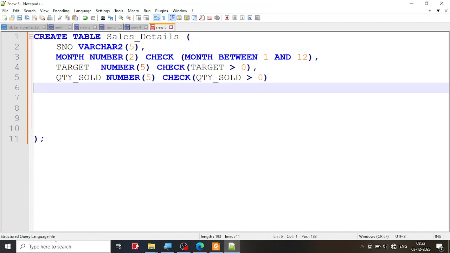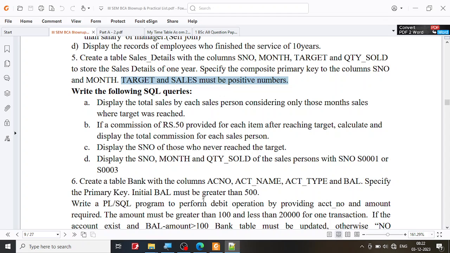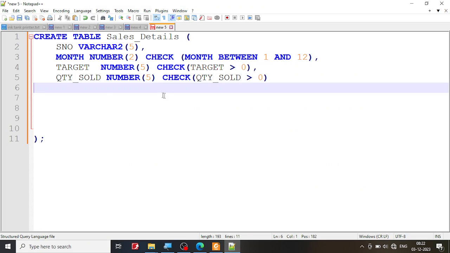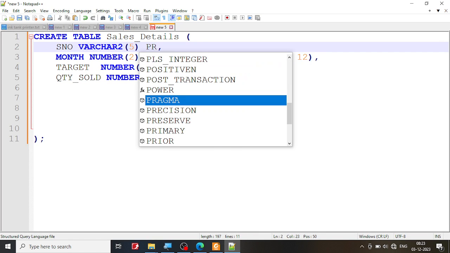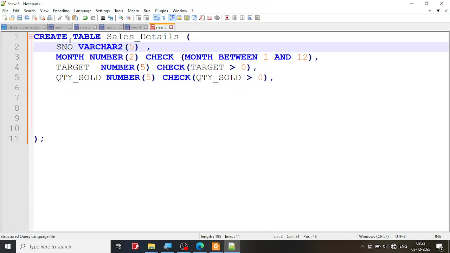Now, if you look at the other thing that they have specified over here, they said to specify a composite key, that is a composite primary key, containing the salesman number and month. So salesman number and month together form the primary key. So how do you specify that? I'm going to put a comma here. Remember, I cannot make one of them the primary key. Generally, we used to say this is the primary key, but it is not possible because we have to combine these two things together.